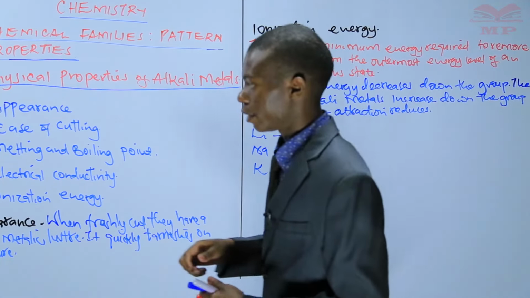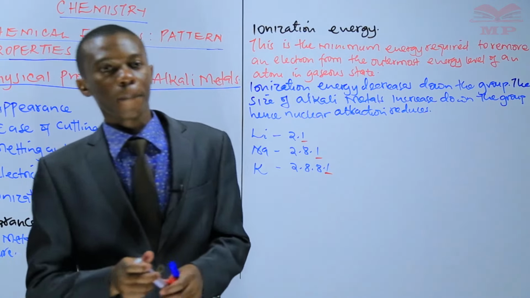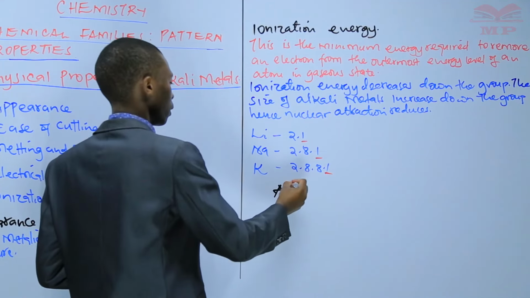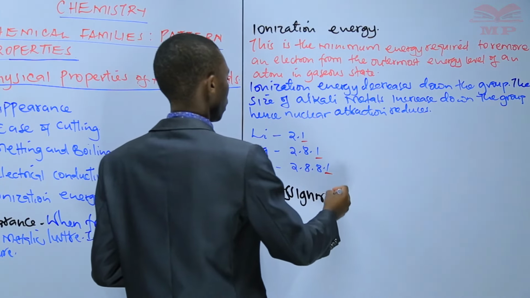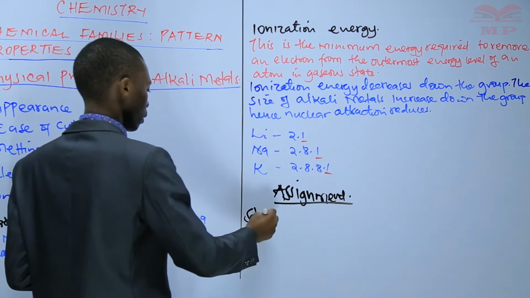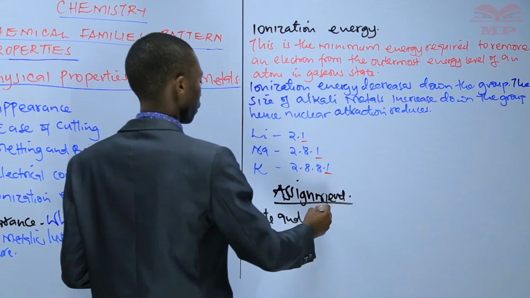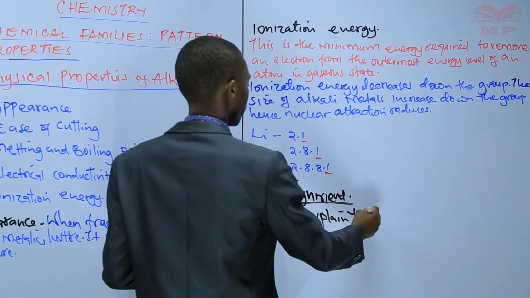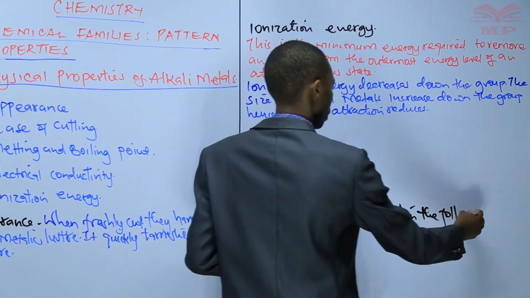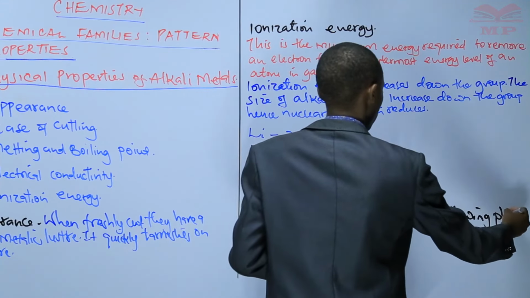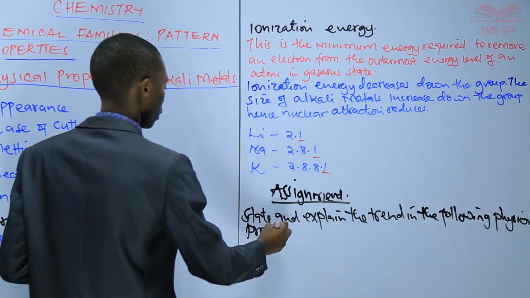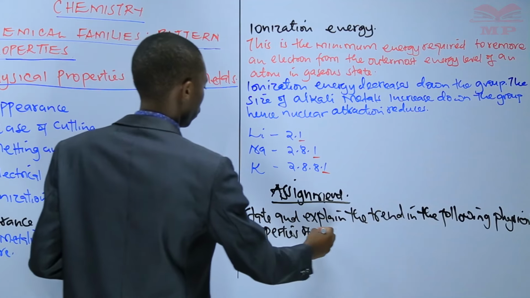So that brings us to the end of our lesson today. But I will leave you with this assignment, and the assignment is: state and explain the trend in the following physical properties of alkali metals.